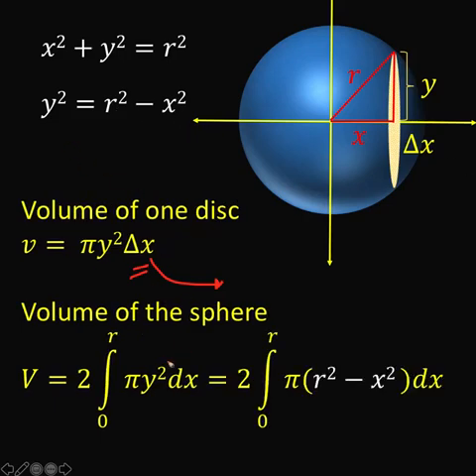And since y squared is equal to r squared minus x squared, then we can now replace this y squared with r squared minus x squared. All the rest are just copied. We copied the 2, we copied the integral from 0 to r, we copied the pi, we copied dx, and change y squared with r squared minus x squared, and we replace this delta x with the differential dx.